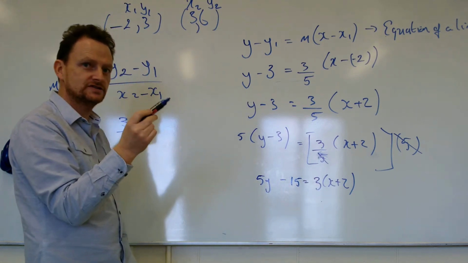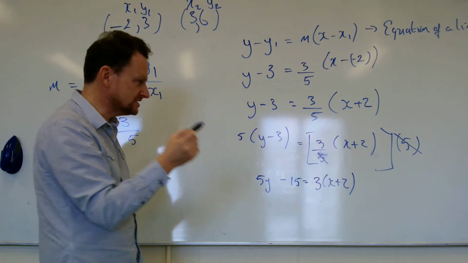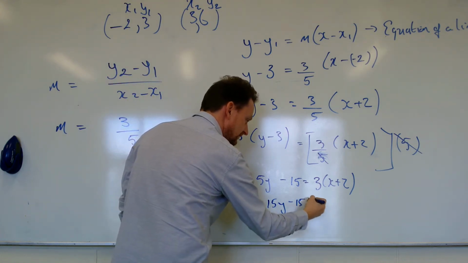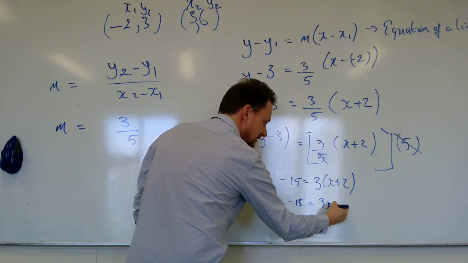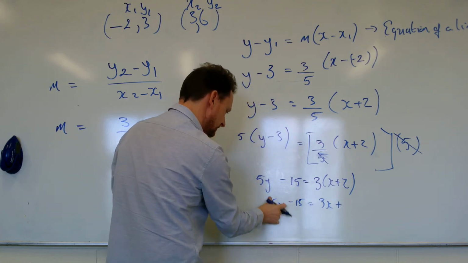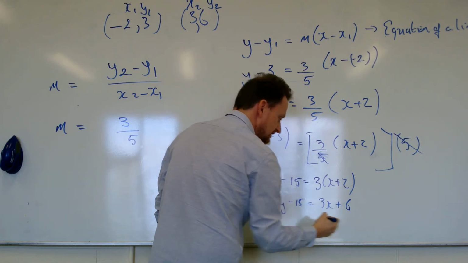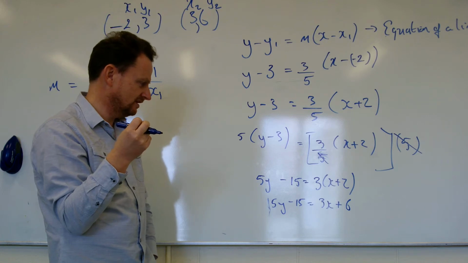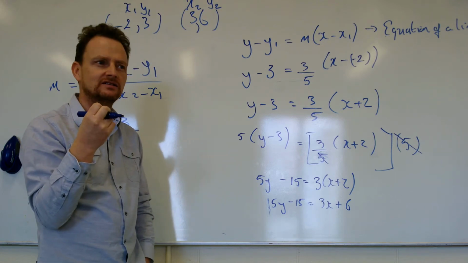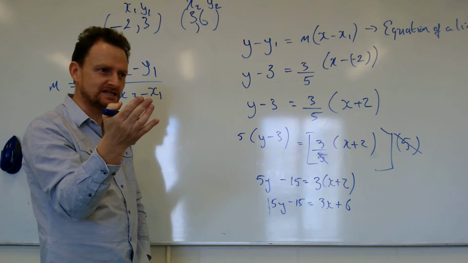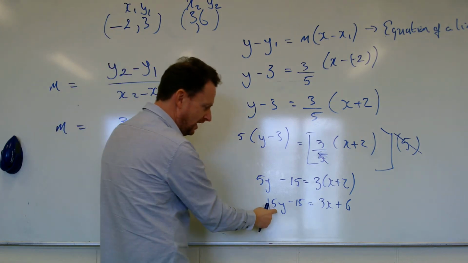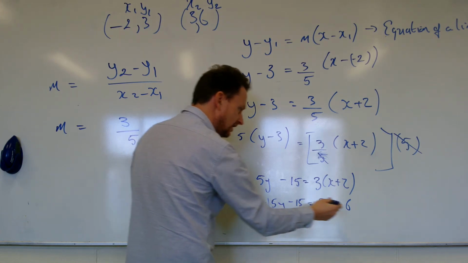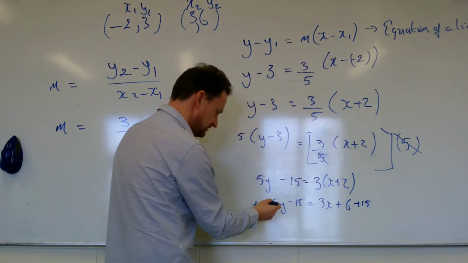Okay, so am I finished? No, because I want it to look like the equation of a line. So I have 15y minus 15 equals 3x, and 3 times 2 is 6. Does it look like the equation of a line now? No. What does the equation of a line look like? Let's say we want y equals mx plus c. So I want the y here by itself. If I go plus 15 here, I've got to go plus 15 here, isn't that right? So those two are gone.